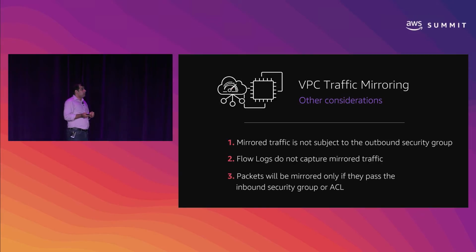Another aspect, the packets that will be mirrored are the only packets that were passed or allowed by security group and network ACL on the source. So the traffic which will enter the EC2 instance, the source, is the traffic that we will mirror. In other words, if on the source a packet is dropped because of security group, that won't be mirrored.